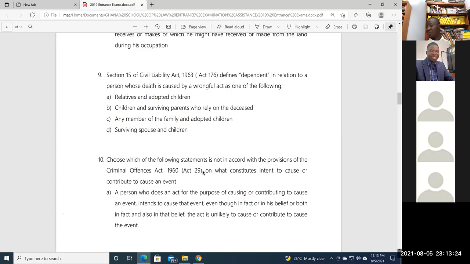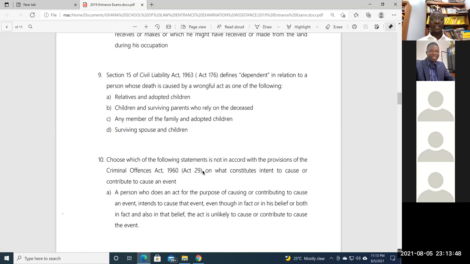So let's start from section 22 and 21. Section 22, a cause of action vested. Just for the sake of those who are not familiar with the Civil Liability Act, it's a very important legislation, and among other things, it addresses the issue of survival of causes of action.